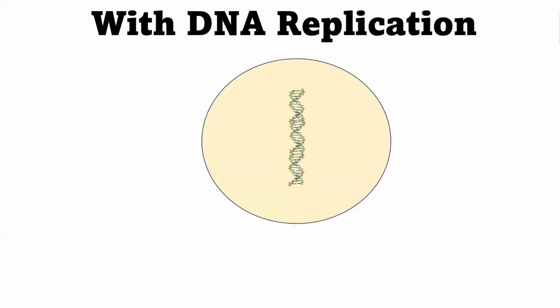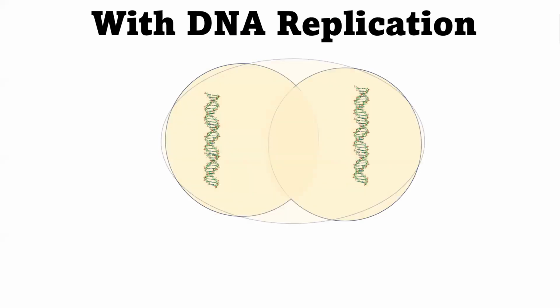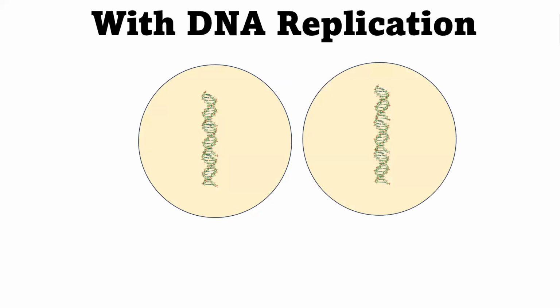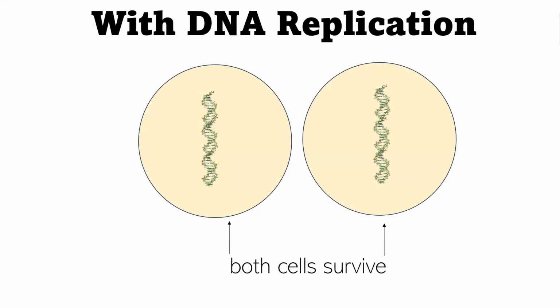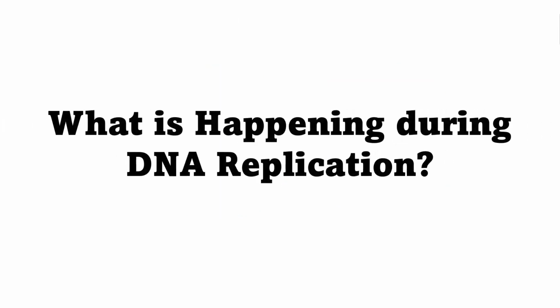On the other hand, when DNA is replicated, you end up with two copies of the DNA. One copy of DNA goes into each cell, and now you have two cells where both will survive. What's happening during DNA replication?